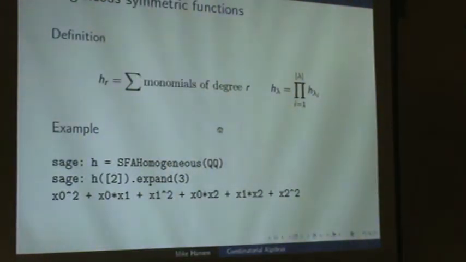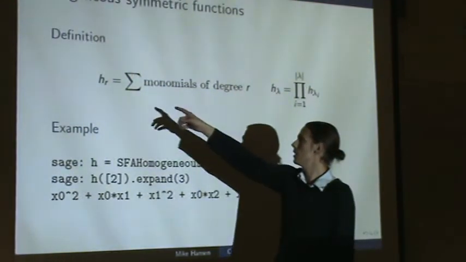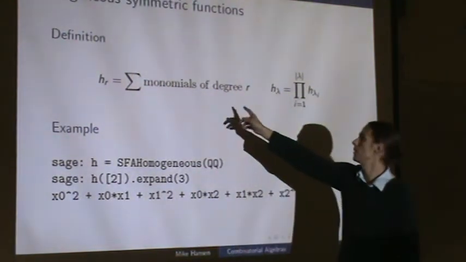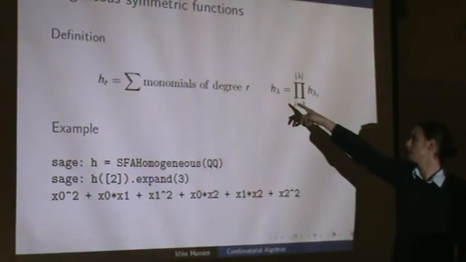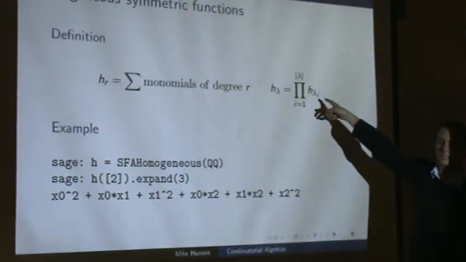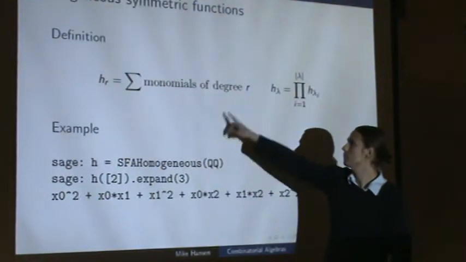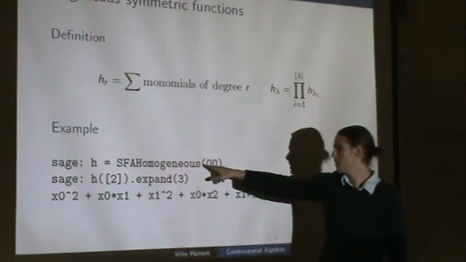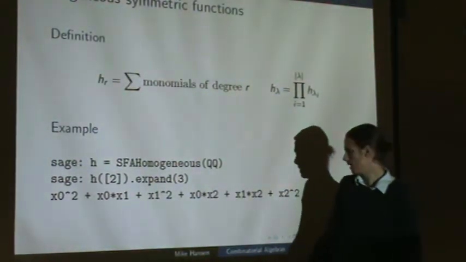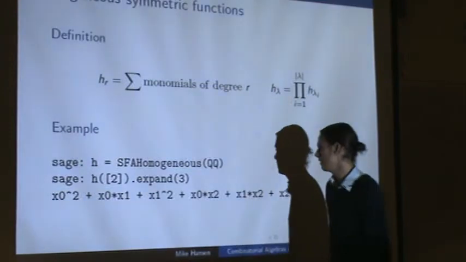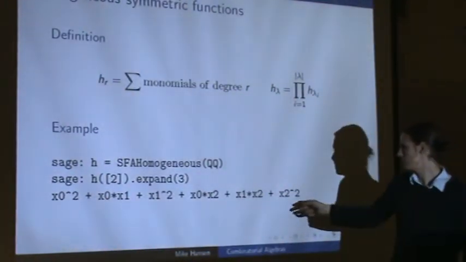The homogeneous symmetric functions: h sub r is defined to be the sum of all monomials of degree r. And again, we define h sub lambda to be the product of all the h sub lambda i's. So to get this basis, you do SFA homogeneous. And here we can expand it on 3 variables, where if you look, every single monomial of degree r is represented here.